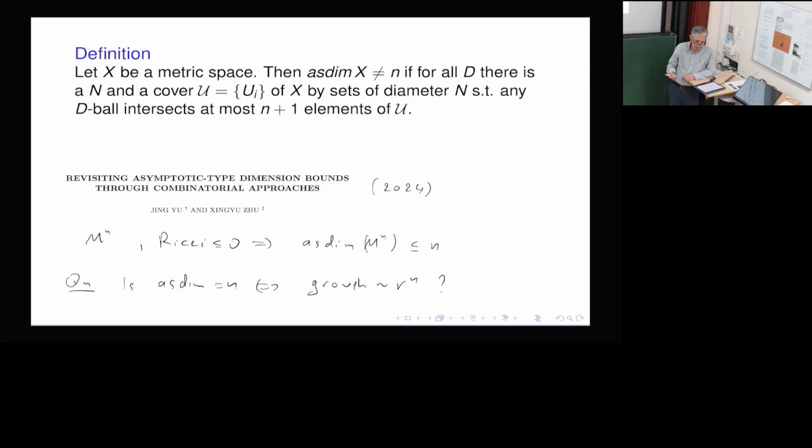You mean larger than 0? Ricci should be larger. Oh, sorry. Yeah, greater or equal. Thanks. So greater or equal to 0. Otherwise, it doesn't make sense.